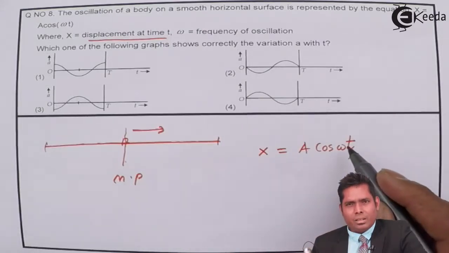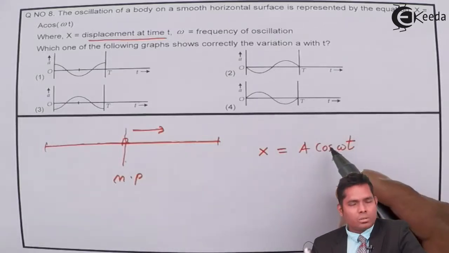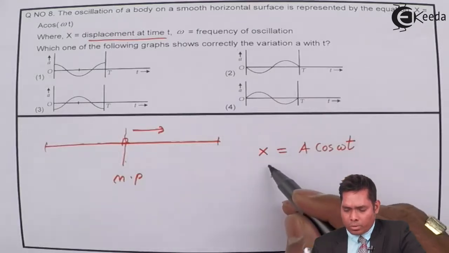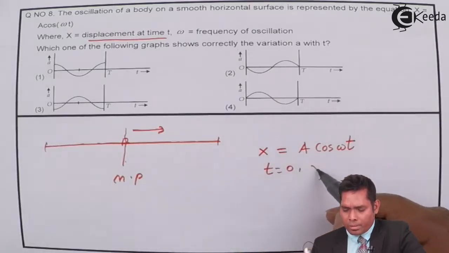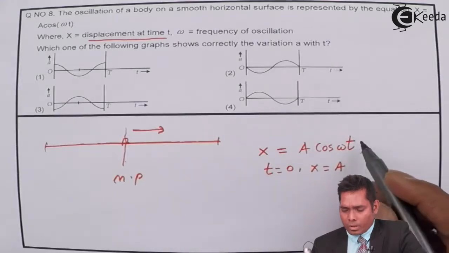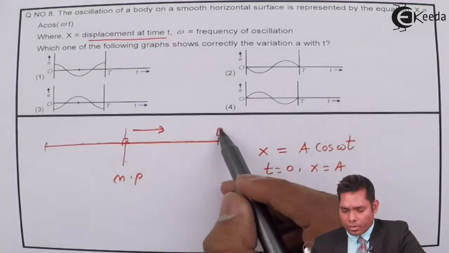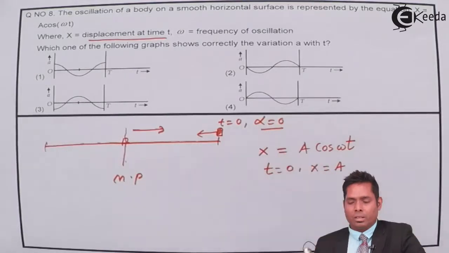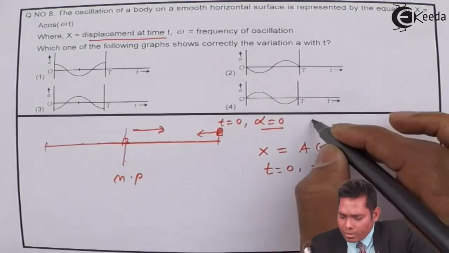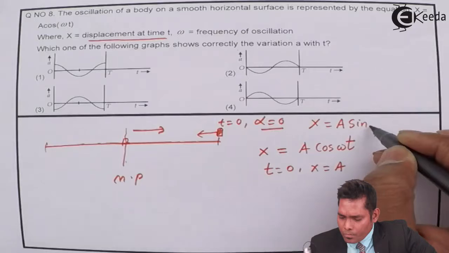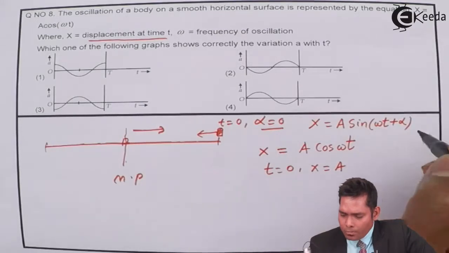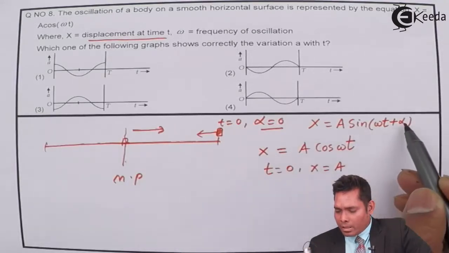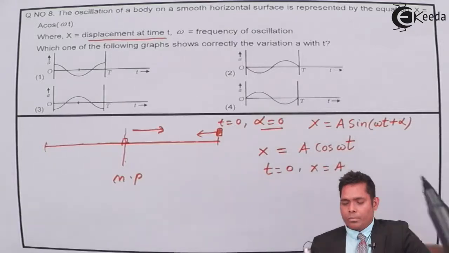So that is the initial phase of the oscillation. The oscillation starts at a. If I put t equals 0, then x becomes a because cos 0 is 1. That means the oscillation is starting from this position at time t equals 0, so the alpha value is 0. Alpha is called the initial phase. In the general expression, x equals a sin(omega t plus alpha), when it starts moving from this point, alpha is 90, and sin(90 plus theta) is cos theta. So that is the correct representation.